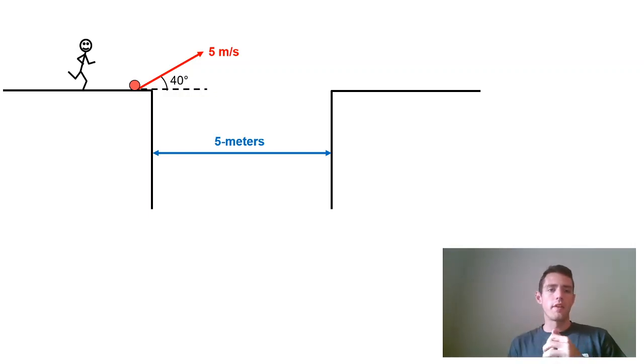What's going on, everybody? If you remember at the end of part 3, we were talking about kicking a ball at a given velocity and a given launch angle, and we wanted to see whether or not it cleared this 5 meters. And as you'll remember, it did not with this particular velocity and launch angle.